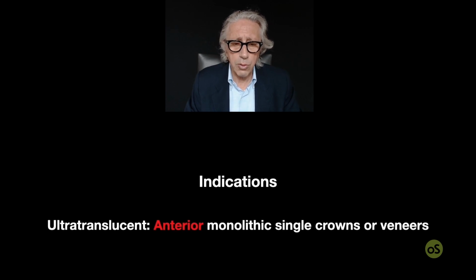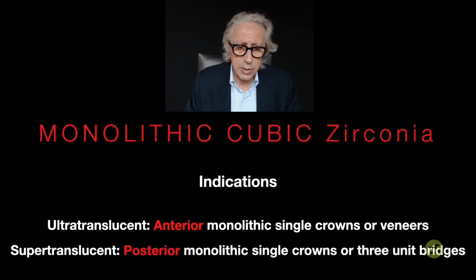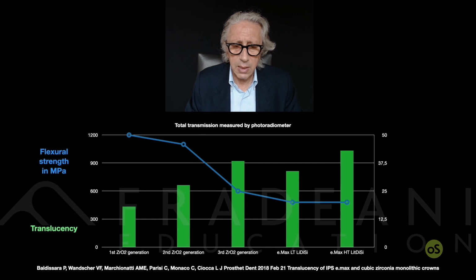But normally, today we use the ultra translucent for anterior monolithic single crowns or veneers, or you can also layer, of course, and super translucent for posterior. So ultra translucent anterior was about 450. Super translucent posterior will be about 750. Can be monolithic, single crowns, or 3 unit bridge, as we said.